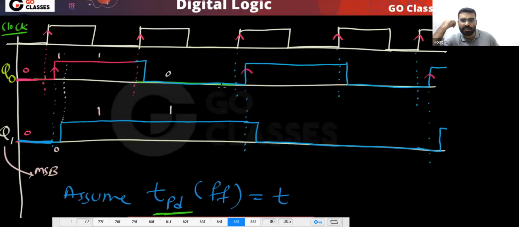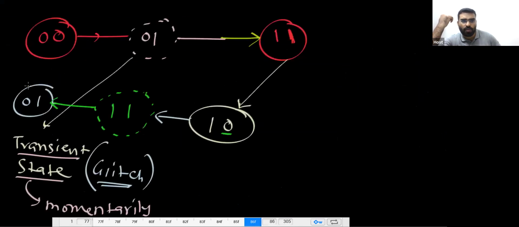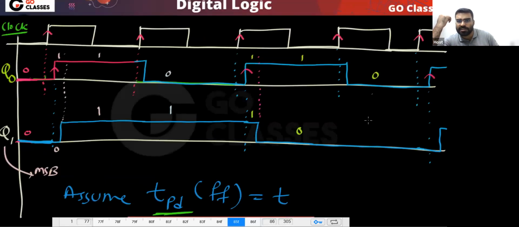And you can notice from the transition diagram, this is happening also. For this small moment, look at this moment. This is 1, this is 1. Then they will become 0. And from here to here there will be no transient state.